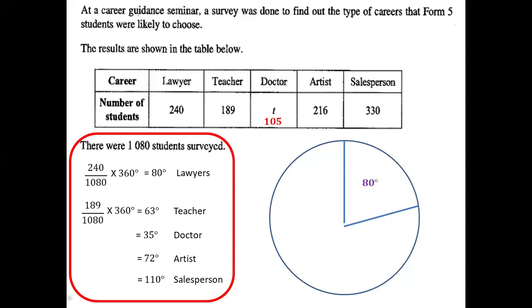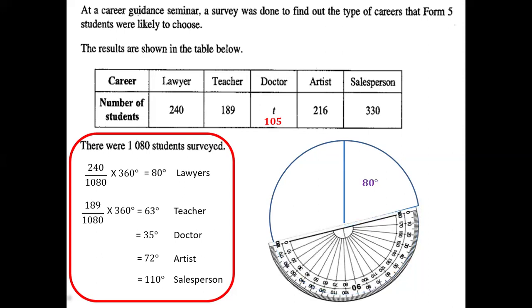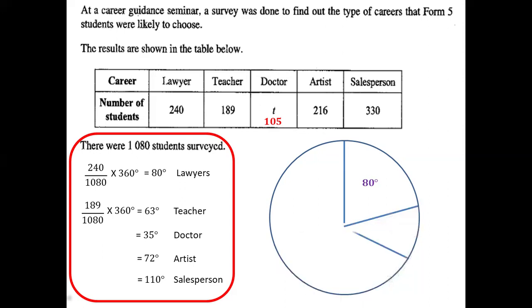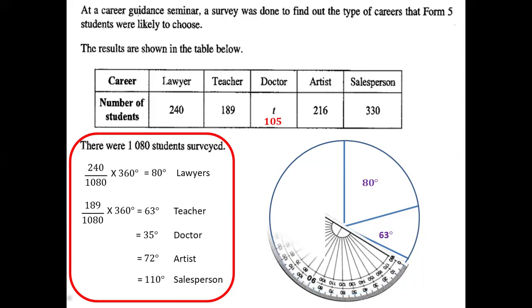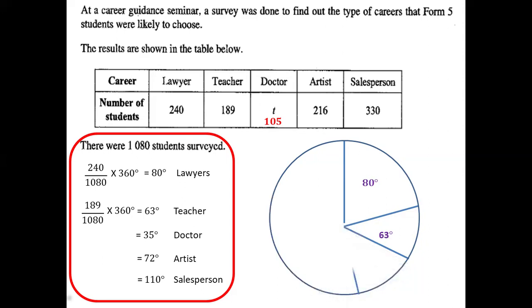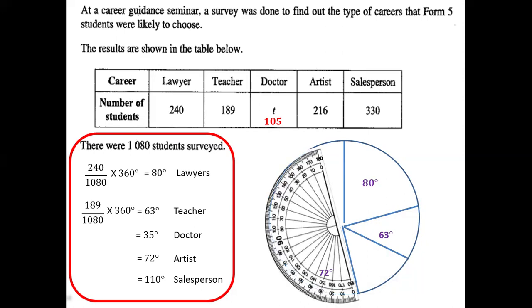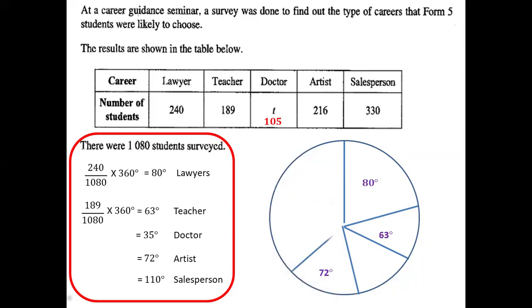Now you'd have a new reference point, which is a new line. You put your protractor there, ensuring that the 0 is in line with that line, and you count another 63 degrees. And you draw a line. 63 degrees to represent the teachers. A new reference point again, right? And that's now measuring 35 degrees. 35 degrees to represent the doctors. And then a new reference point, 72 degrees to represent the artists.